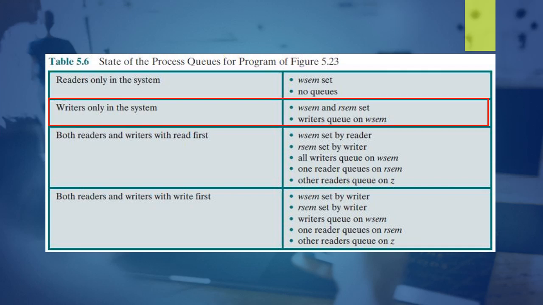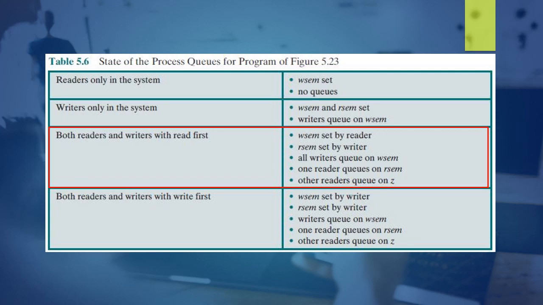When only writers are there in the system, the first writer sets RSIM to 0. Then it sets WSIM to 0 and starts writing. As another writer comes in, it waits on WSIM. All writers wait in the queue of WSIM. When the last writer leaves, it sets RSIM back to 1.